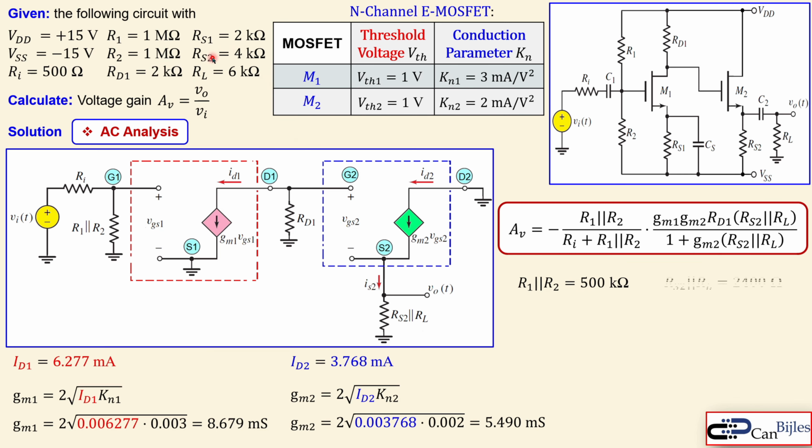The parallel combination of RS2 and RL, looking at 4000 and 6000, will be just 2.4 kilohms, or 2400 ohms. Now we have everything in order to substitute in here. If you do that, then we get the following result, which is minus 16.1 as the gain. Okay, this is the voltage gain we have for this two-stage amplifier.